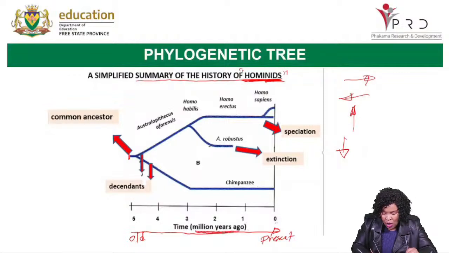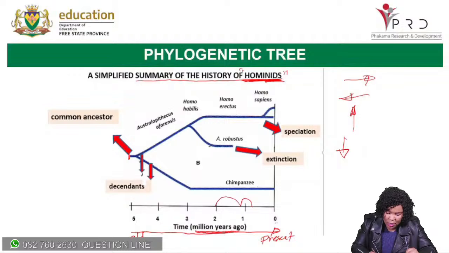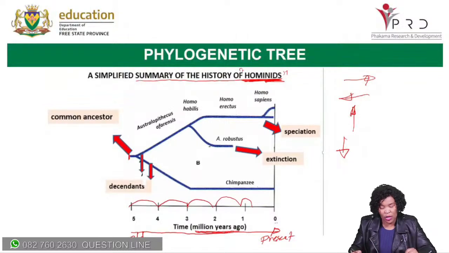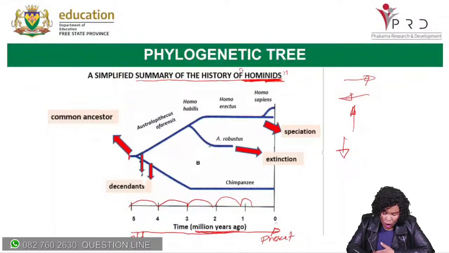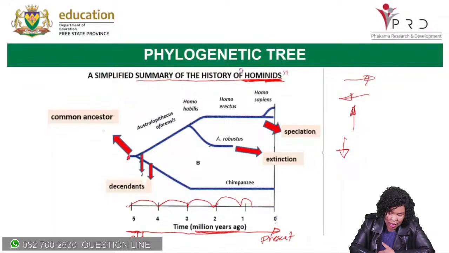So when you are going back like this, you say 1 million years ago, 2 million years ago, 3 million years ago, 4 million years ago, 5 million years ago. So this goes back in time. So you will always start from present and read it backwards. And then from your backwards, you know you are getting your oldest common ancestor. That is where everything arose.